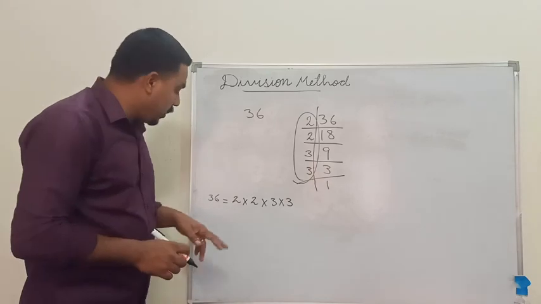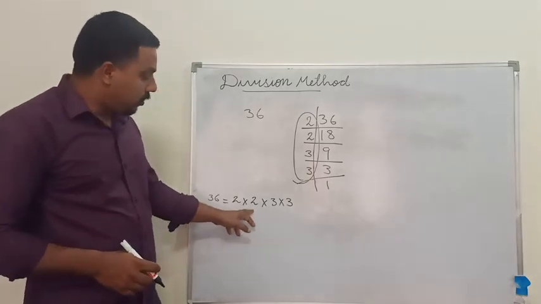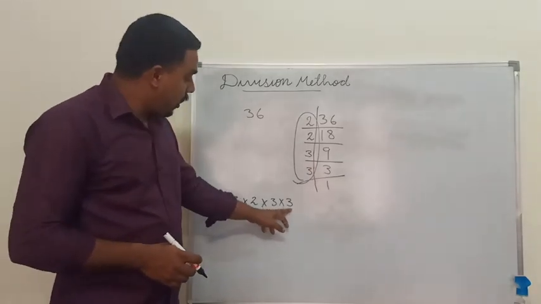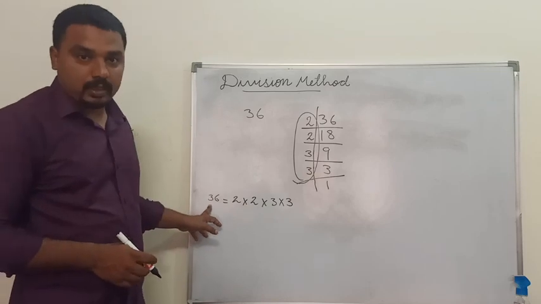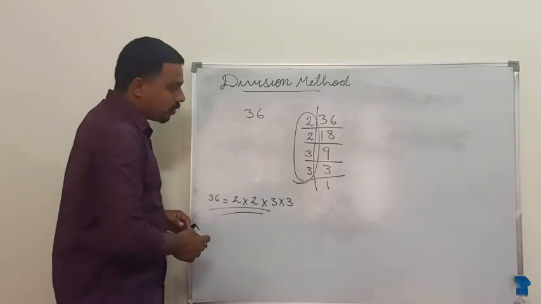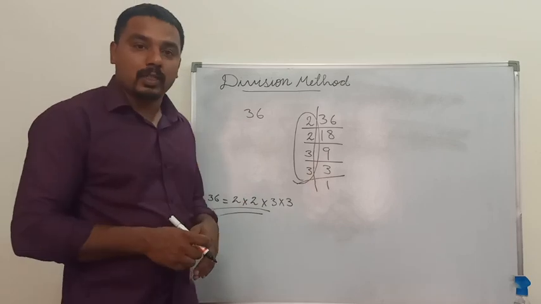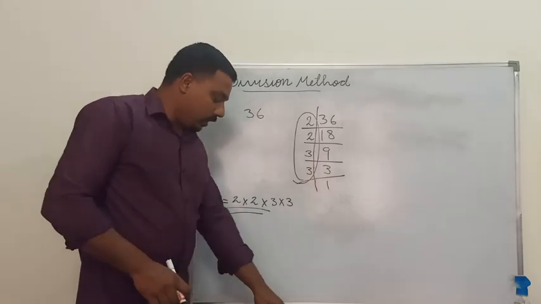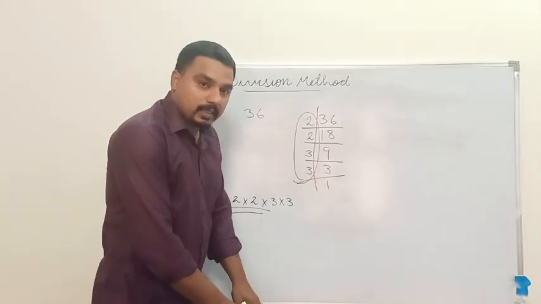Just multiply and see. 2 2's are 4. 4 3's are 12. 12 3's are 36. Understood? In this way we have to do. The division method is so easy. Moving to the next question, next exercise.